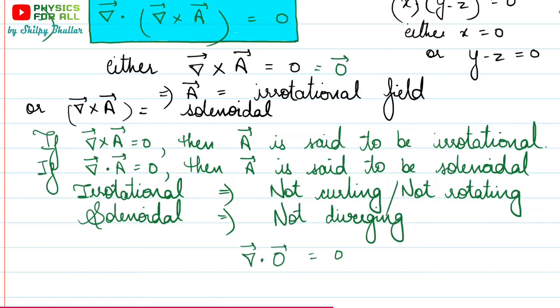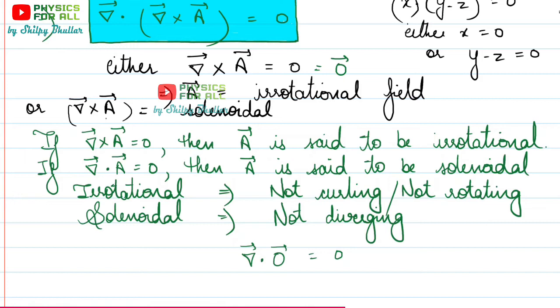Or the other thing can be that this del cross A, the whole expression, that means curl of a vector field, is solenoidal. Del cross A means that curl of a vector field is solenoidal. That means the vector field is curling, it is rotating, but it is not diverging.